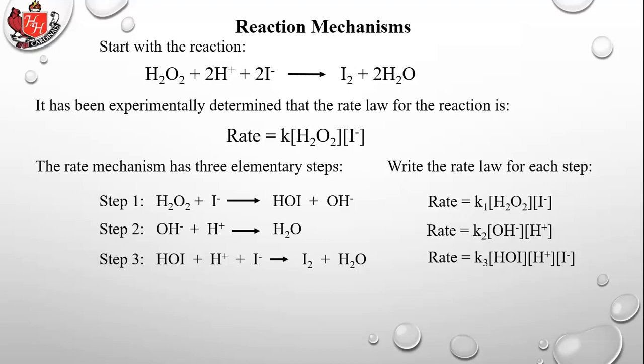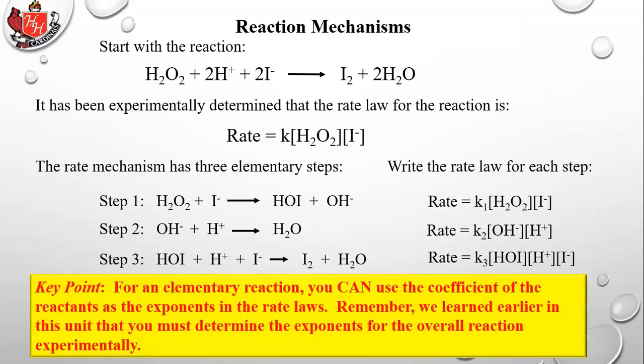All right, now you notice another thing, that all of the reactants that are in each of the elementary steps are used in the rate law of the elementary step. So in step 1, H2O2 and I minus are both used in the rate law. For step 2, OH minus and H plus are both used in the rate law. For step 3, HOI, H plus, and I minus are all used in the rate law for step 3. But the overall reaction up above, you notice that the overall rate law doesn't necessarily have all of the reactants in it. It doesn't have to. So that's a distinction between overall reactions and elementary reactions.